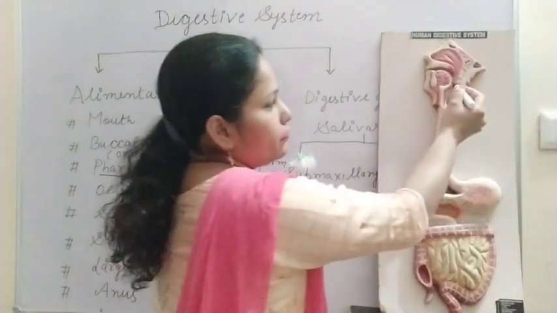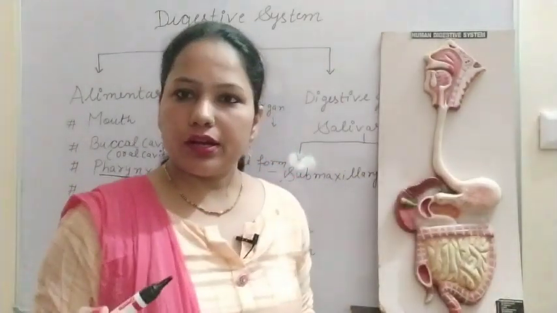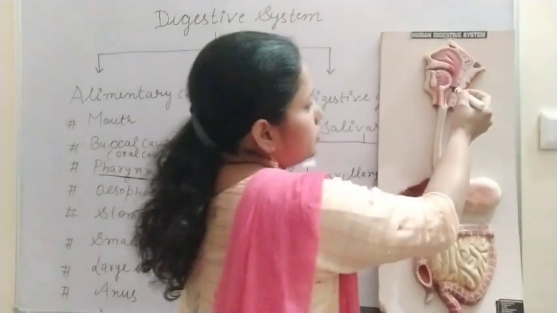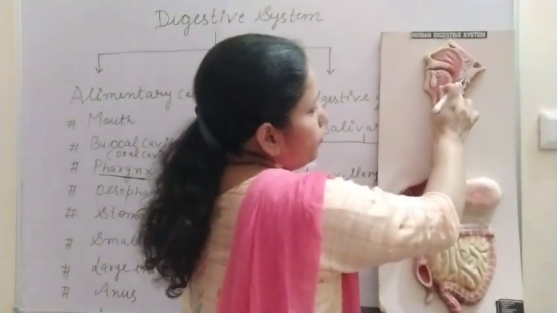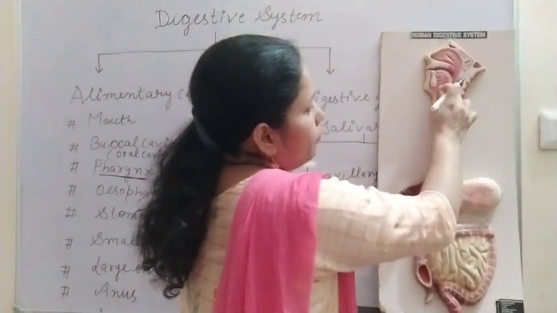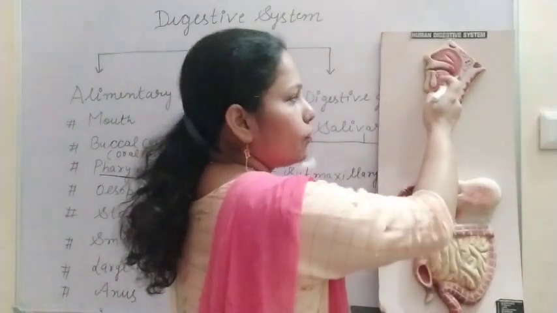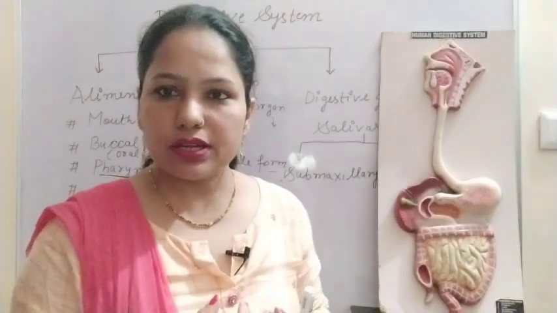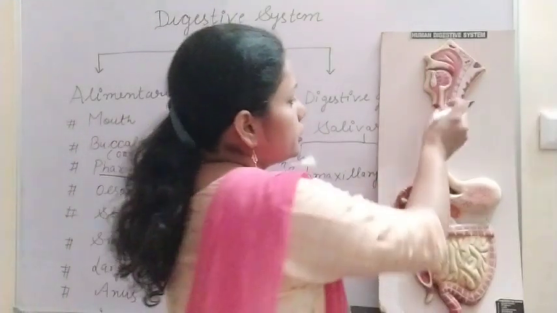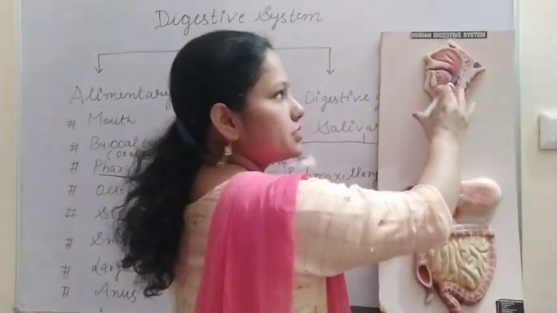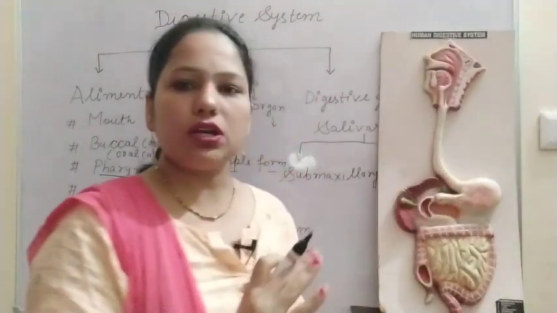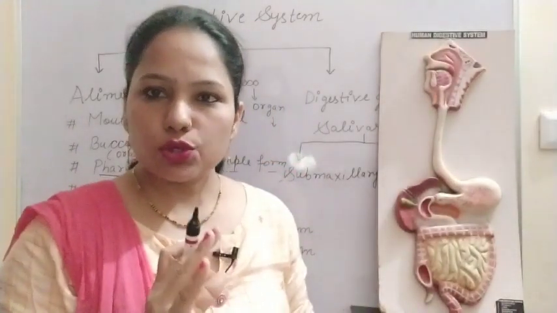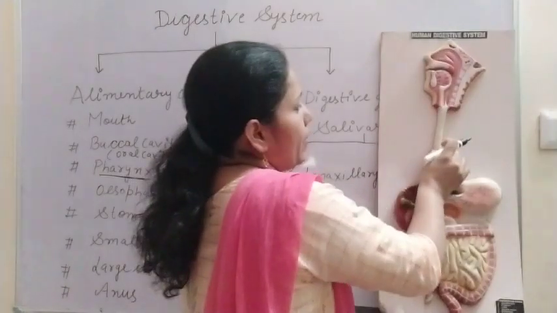So the common opening for food and for air, that is the pharynx. And from this common opening, one is the food pipe and another is the windpipe. So you can see this because it is the digestive system. Here only the food pipe is shown. So this is the food pipe.